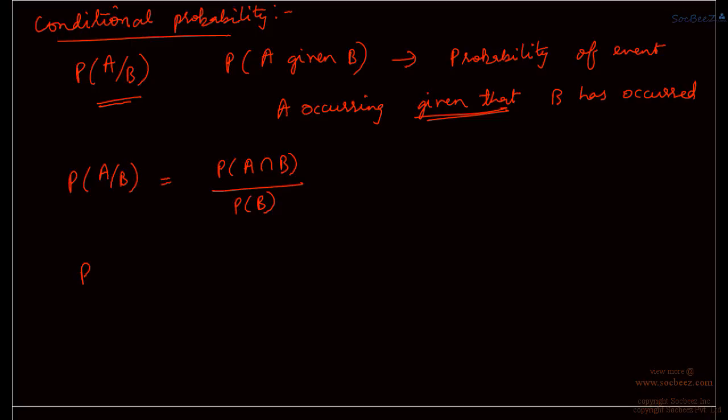Okay. So just transforming this, we get an equation for P of A intersection B. This can be written as P of B into P of A given B. And just changing the places of A and B, we get the second formula. So there are two different ways of expressing P of A intersection B. Obviously, since both of them can be interchanged, we are writing a general formula. So we get this.